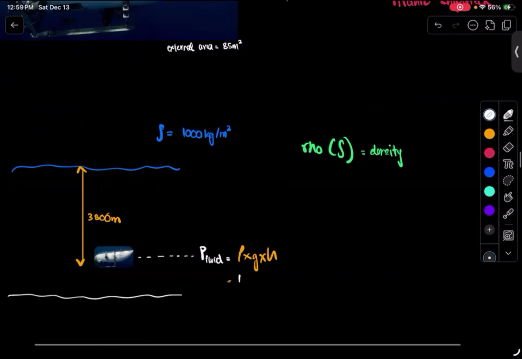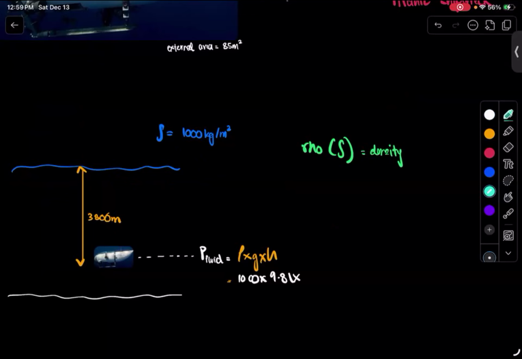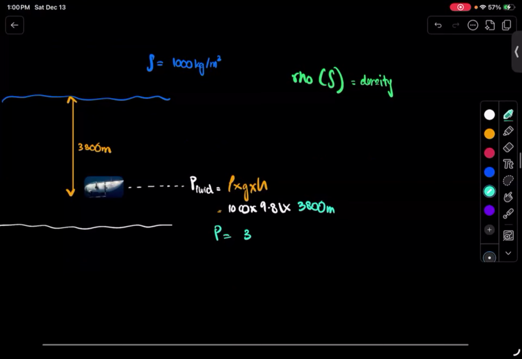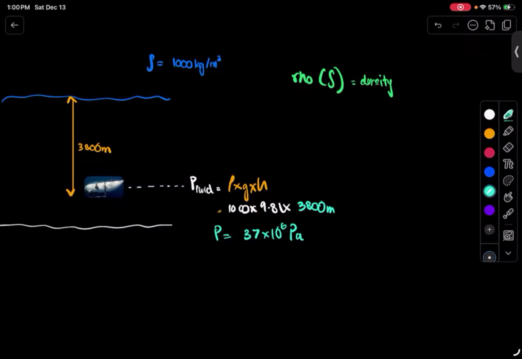Let's check. 1000 into G 9.81 into the depth. The depth was 3,800 meters. Let's check what the pressure on them was at that point. So 1000 into 9.81 into 3800. So that was equal to 37.2, so basically 37 into 10 to the power 6 pascals. That means pressure was equal to 37 million pascals. That is a huge amount of force, 37 million pascals.